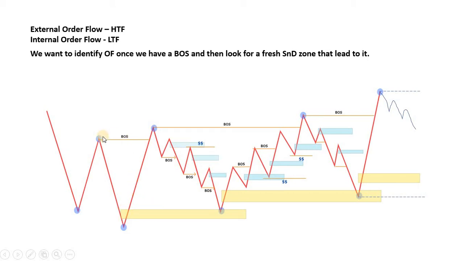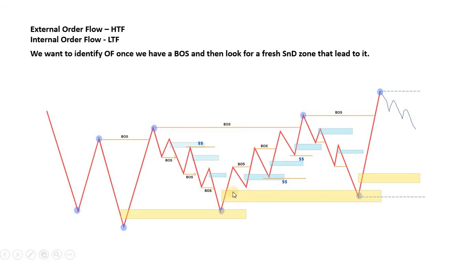Like we said, once we have a break of structure, we look for either a fresh supply or demand zone that led to the break of structure. But in this case, we have a bullish break, so we are going to look for the fresh demand zone that led to the break of structure. We are going to be considering the extreme zone that led to the break of structure for us to take safer trades. Now we have another break of structure here.